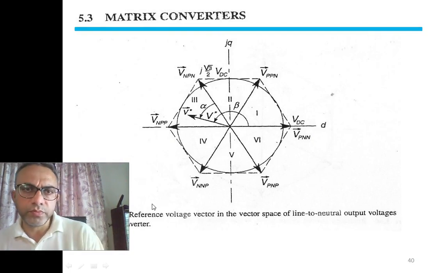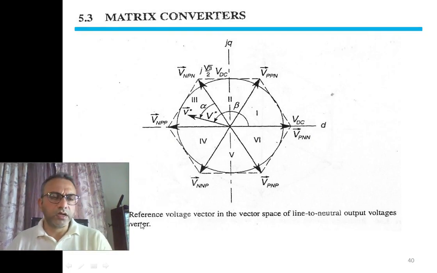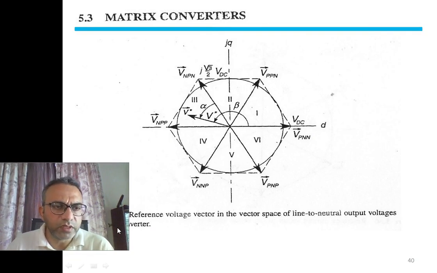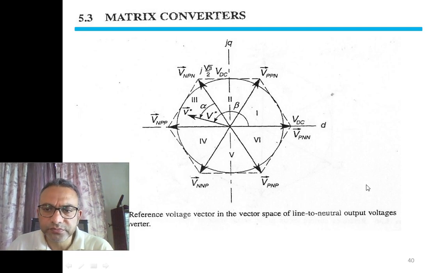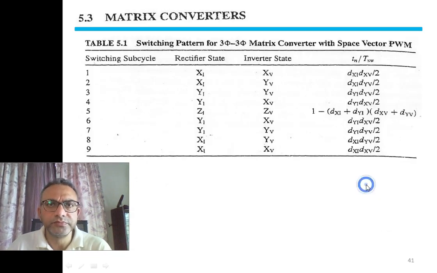Here, we can program the switching technique, we can program the converter, and we can get space vector modulation throughout 360 degrees. Okay, next slide.